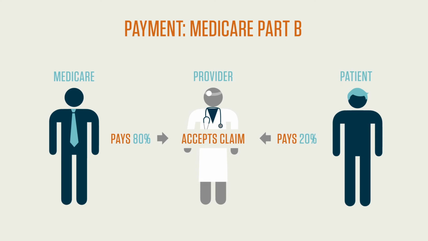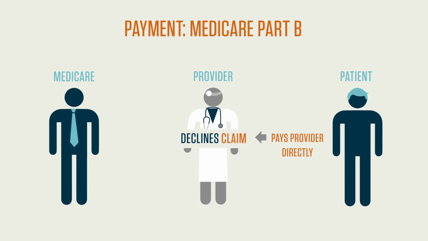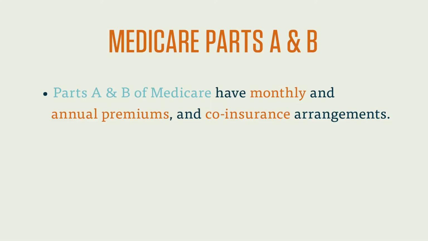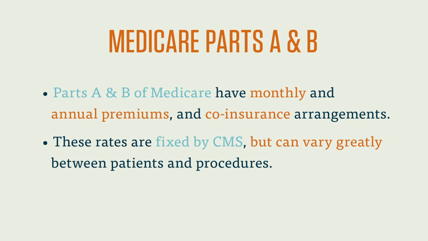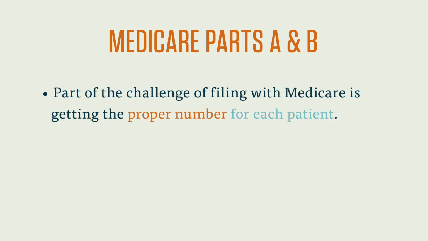In certain cases, the provider will decline the assignment of the claim, and Medicare will assign payment directly to the patient. In cases like this, the patient, as opposed to the payer, must reimburse the provider for their services. You should be aware as well that Parts A and B of Medicare have monthly and annual premiums, in addition to coinsurance arrangements depending on what kind of service the patient receives. These deductibles, premiums, copays, and coinsurance rates are fixed by CMS, but they can vary greatly between patients and procedures. Part of the challenge of filing a claim with Medicare is getting the proper number for each patient.